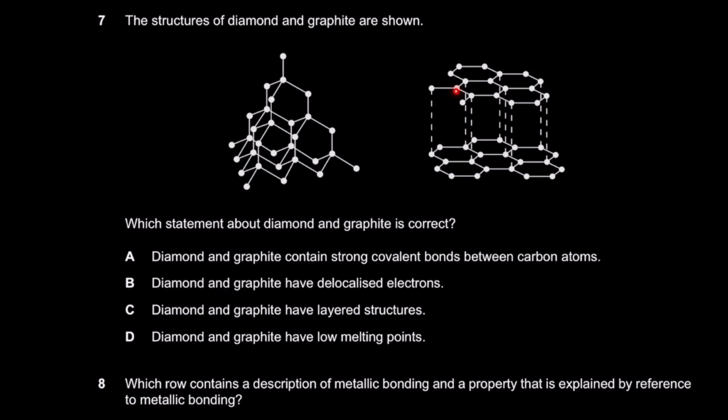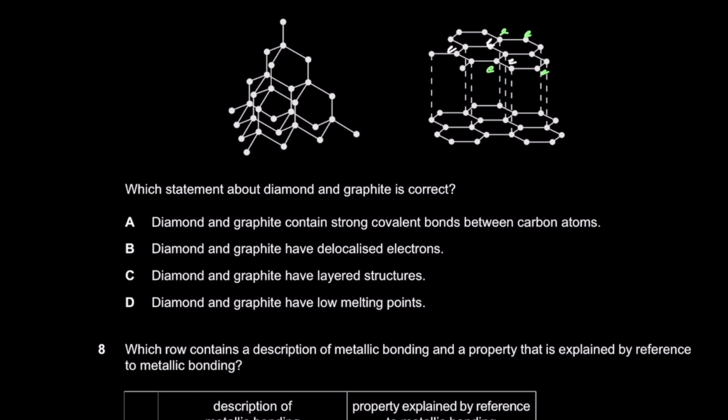And because each carbon is covalently bonded to only 3 carbons, 1 electron remains, and that's delocalized. So 1 electron, because of the 3 bonds carbon is making, remains delocalized, due to which graphite can conduct electricity. And diamond can't conduct electricity because it has no delocalized electrons to carry the charge, right? All the electrons are involved in bonding.